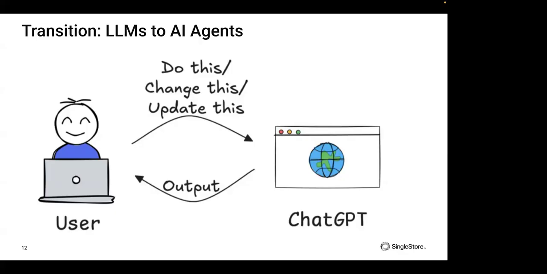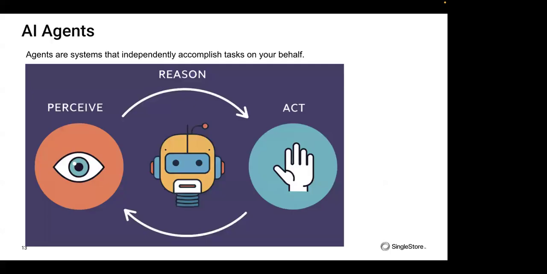So it takes a lot of time. And that is where the transition happened from LLMs to AI agents, where agents are systems that independently accomplish tasks on your behalf. They can easily perceive what the user is asking, they can reason, and they can act by themselves. They will get to know what the user is asking, so they can easily take the actions, do tool calling and all those things. So that is where the autonomy principle comes in for AI agents.